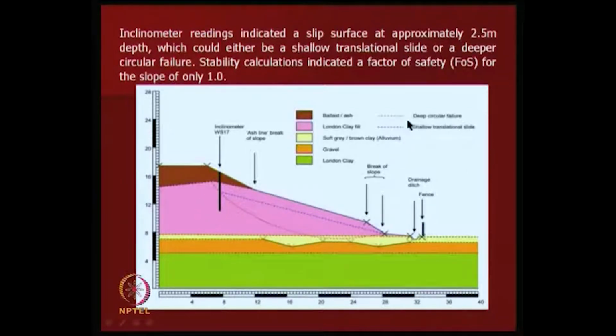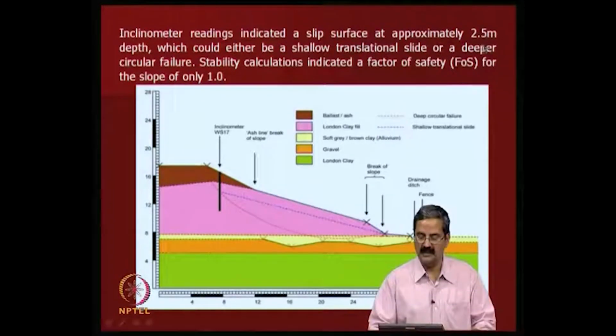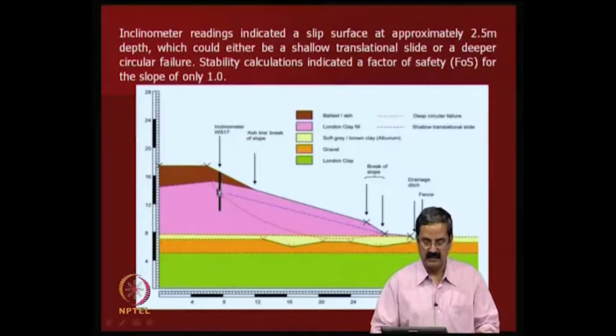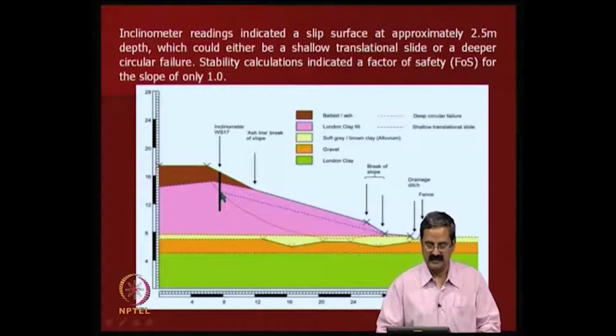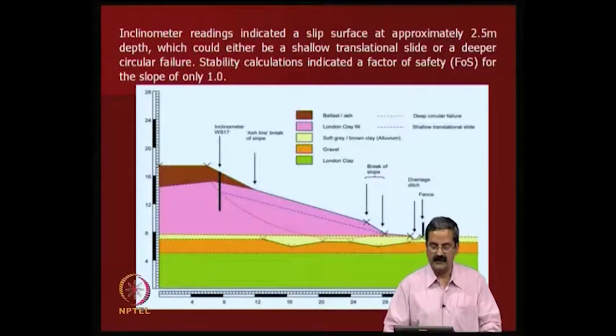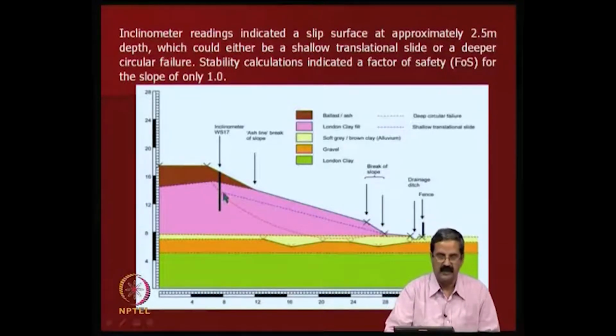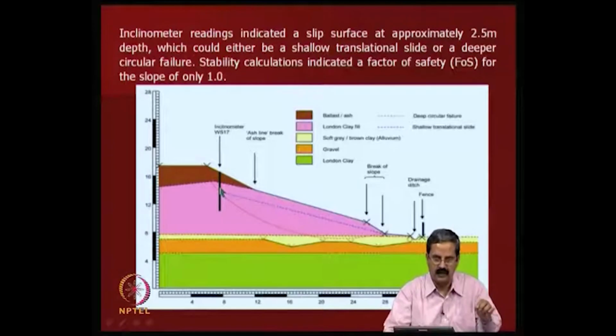So, there is a deep circular slide, that is one thing people have observed. How did they observe it? They put in an inclinometer. An inclinometer is an equipment to measure or locate slip surfaces. Inclinometer readings indicated a slip surface at approximately 2.5 meters below the surface. They have identified one slip surface. Actually, I have used an inclinometer once, and it is very useful in identifying the rate of shear movement in the slopes.